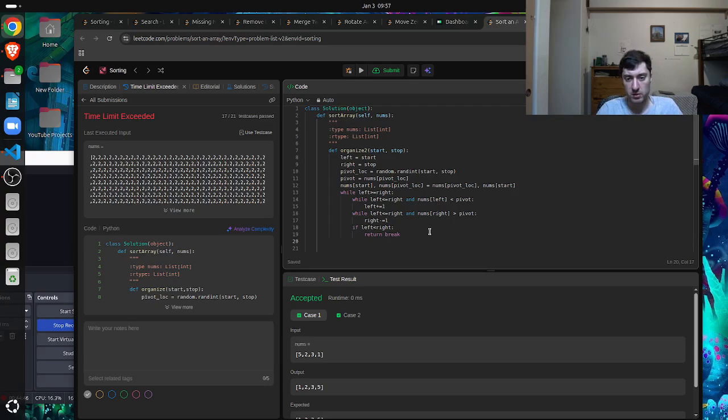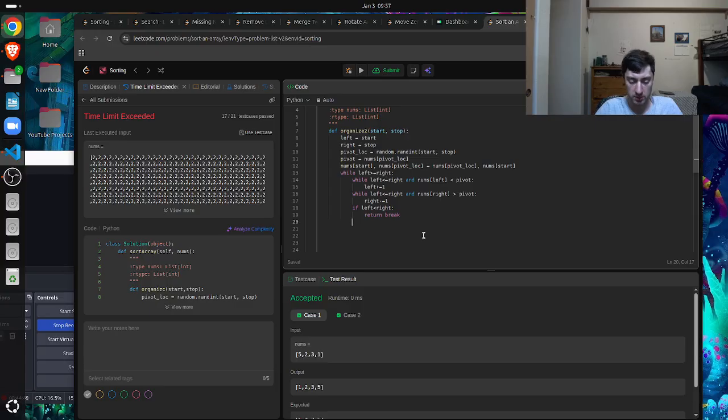I want to swap them. Okay, so nums of left, nums of right is going to be equal to nums of right, nums of left. Okay. Swap them and then move. Now I say that, oh, they are both in conformance, I can move both of them now. So left plus equals 1. Right minus equals 1. Kind of like this.